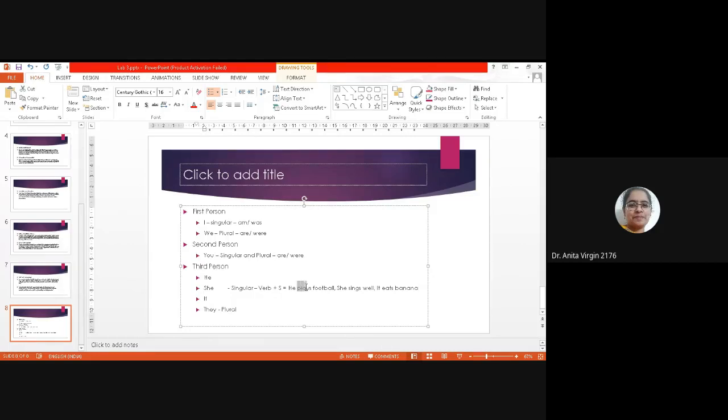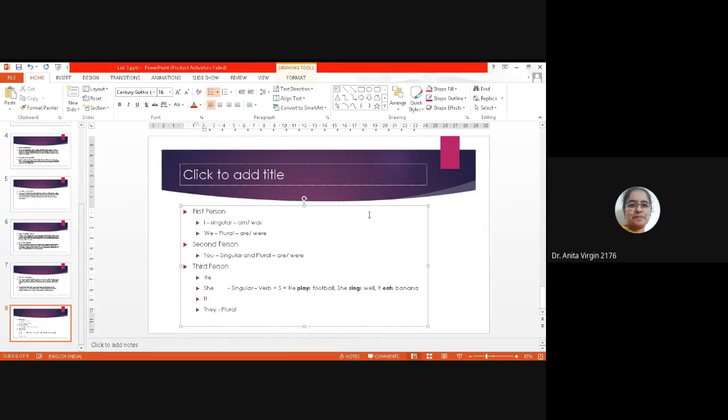Can you just see this? Play plus S. Sing plus S. Eat plus S. So this is how we are supposed to use it for third person singular alone.